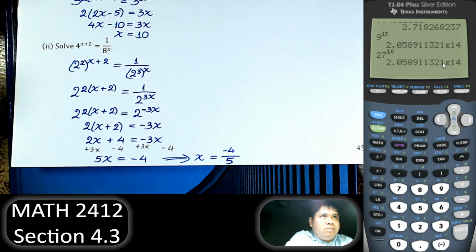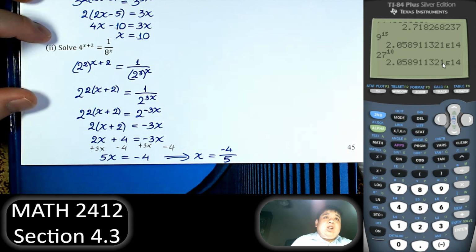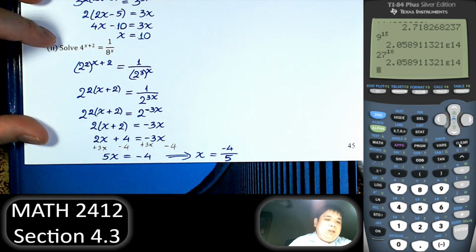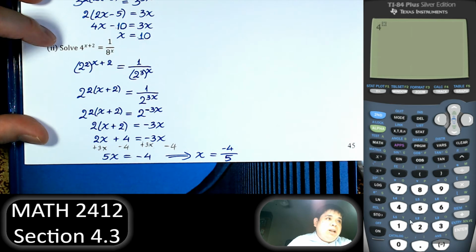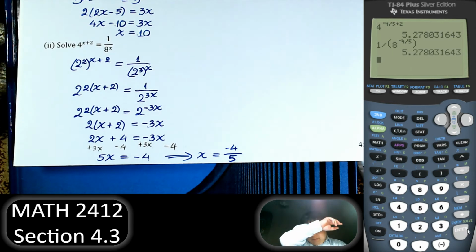Right. So, of course, we can put it back and check. 4 raised to the power of negative 4/5 plus 2, then 1 over 8 to the negative 4/5. This would be the same. Right.